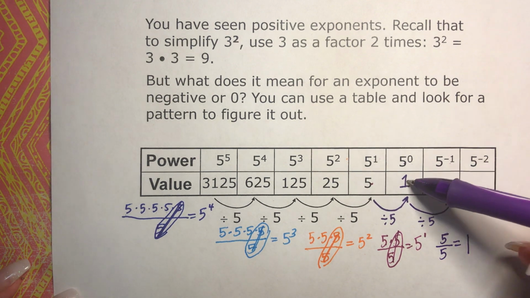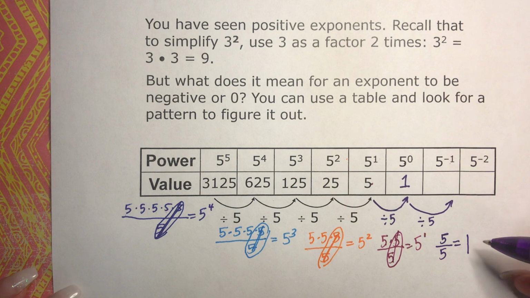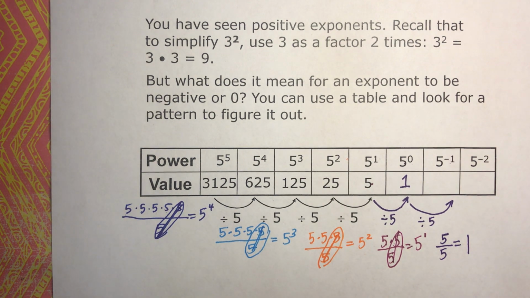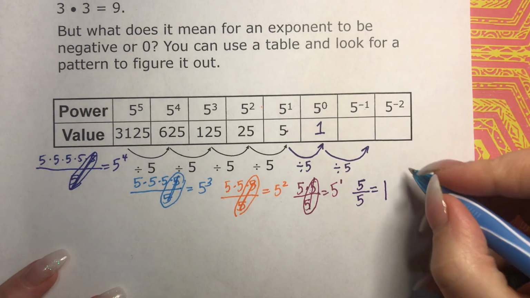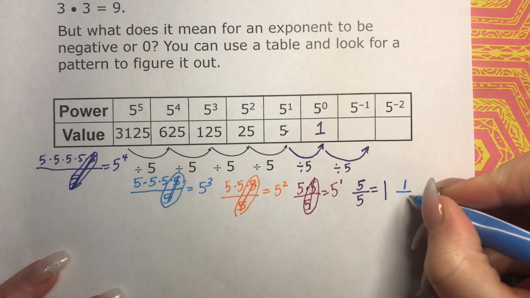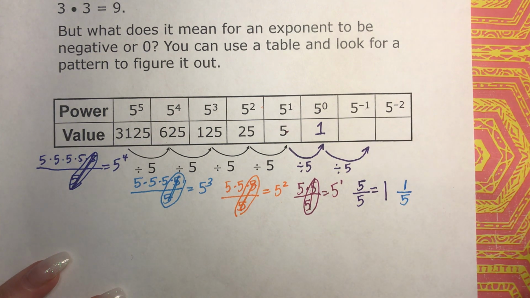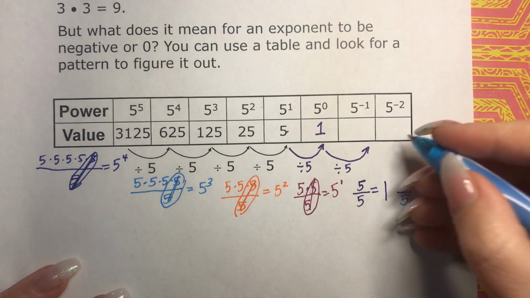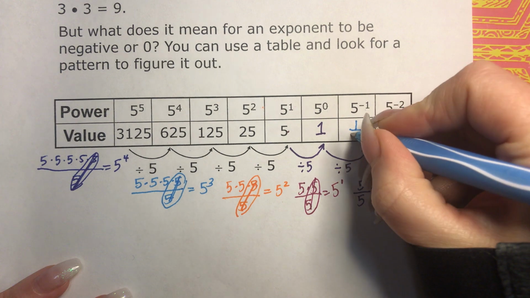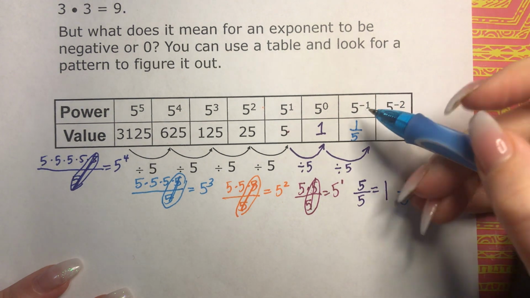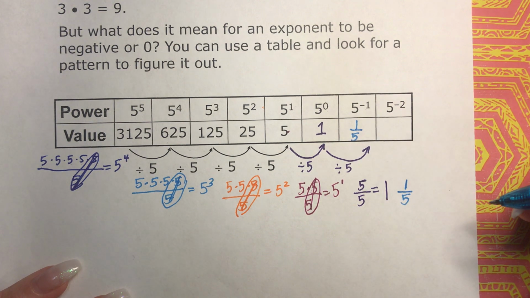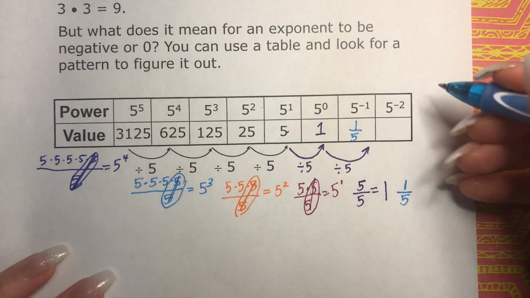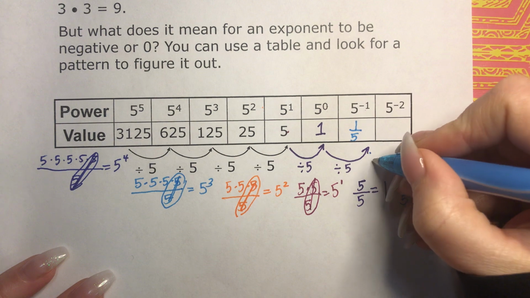So if we take this 1 and we divide it by 5, what happens? If we take 1 and divide it by 5, we end up with 1/5. So 5 to the negative 1 power is actually the same thing as 1/5. Well, what happens if we take that and divide it by 5?